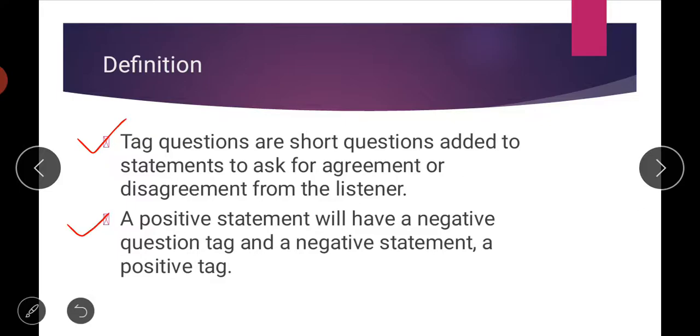The second thing to remember here is that a positive statement will have a negative question tag, and a negative statement will have a positive tag. This is one thing that you must remember, otherwise you will make mistakes while forming tag questions. If your statement is positive, then you will add a negative tag to it, and if your statement is already a negative sentence, then you will add a positive tag to it. So see how we can do this.